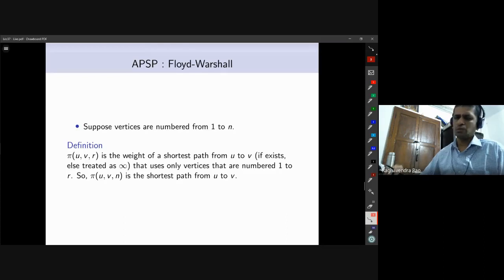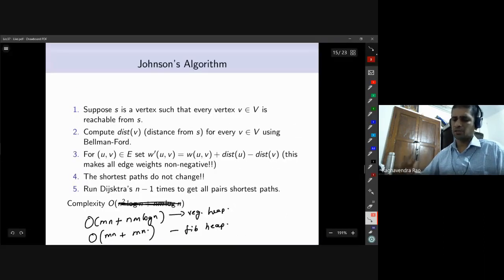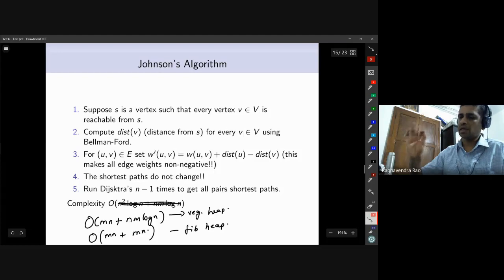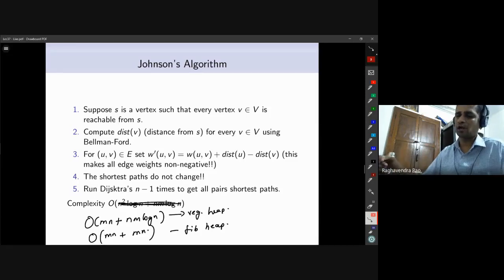And complexity wise, it won't gain much from this. It's pretty much similar complexity. So if you're using Fibonacci heap implementation, it will be the same complexity. In fact, it could be bad if the number of edges is strictly smaller than order of n square. If you use regular heap implementation, then the Floyd-Warshall algorithm will have a log n factor improvement.